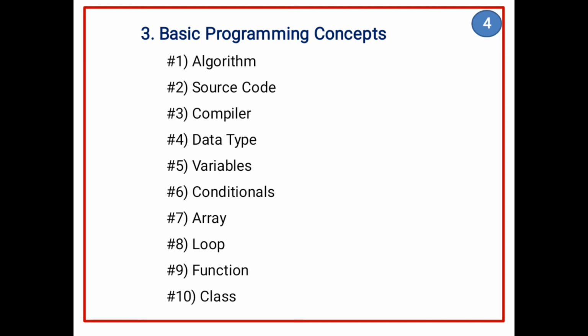And the last concept of basic programming is a class. A class is like a template that contains state and behavior, which corresponding to programming is field and method. In object oriented programming languages like C++ and Java, everything revolves around the class and object. Now these are the basic programming concepts.